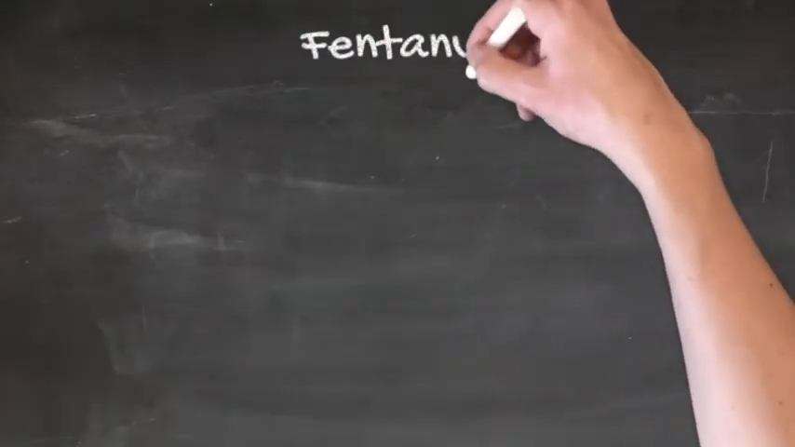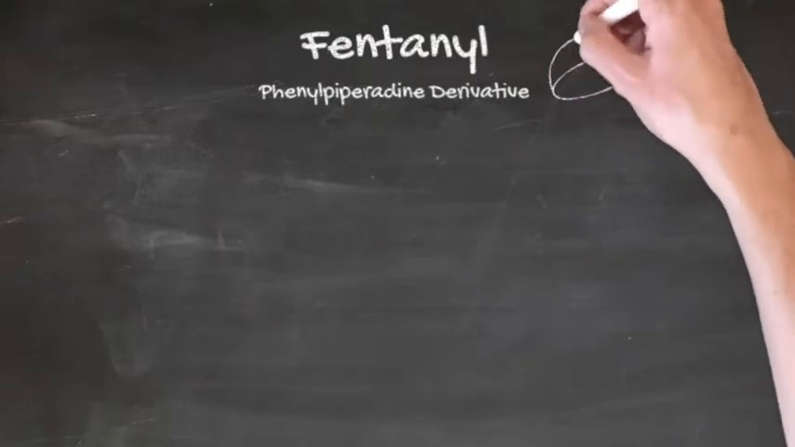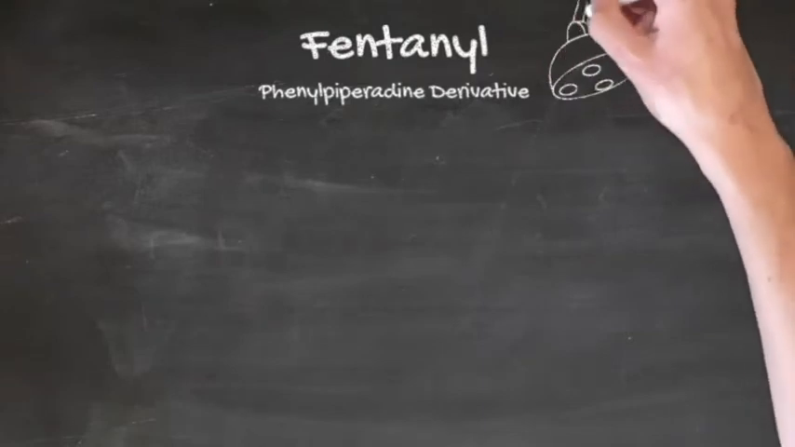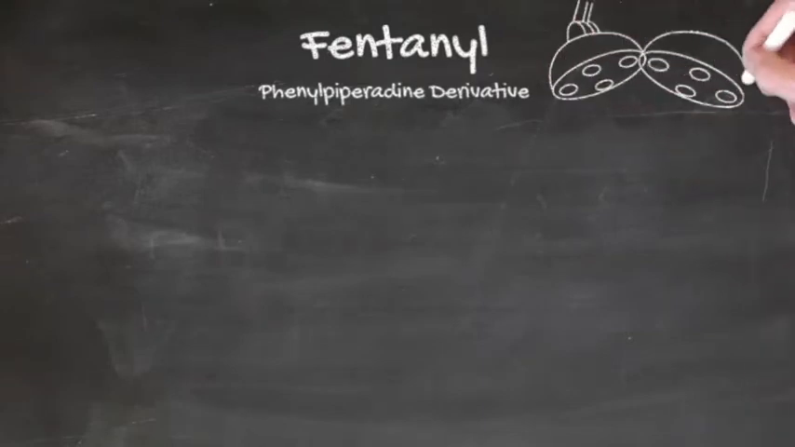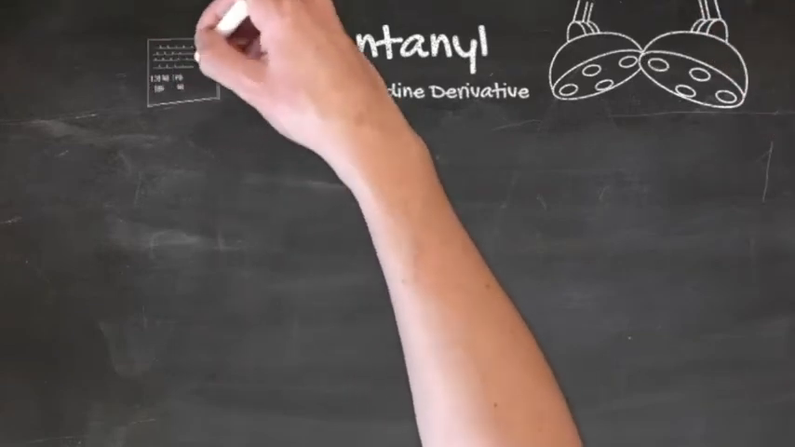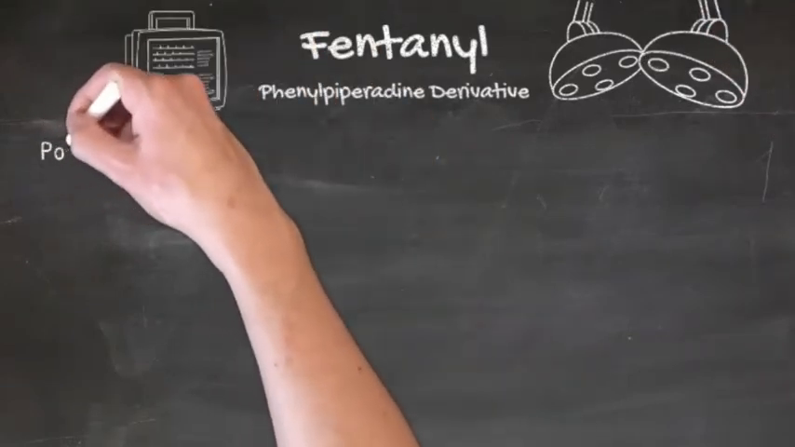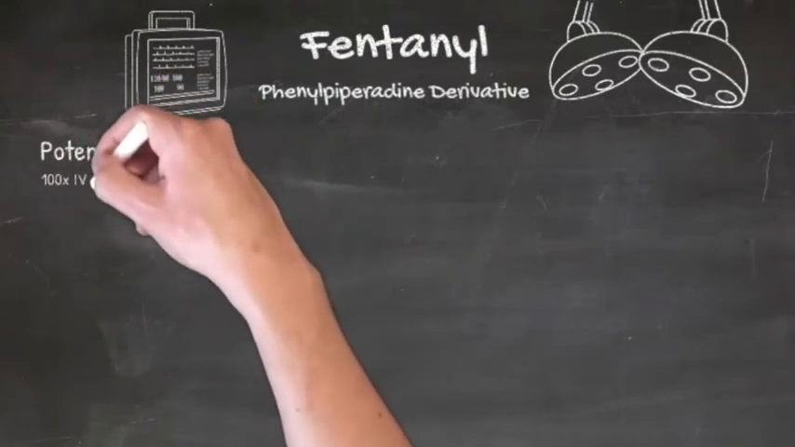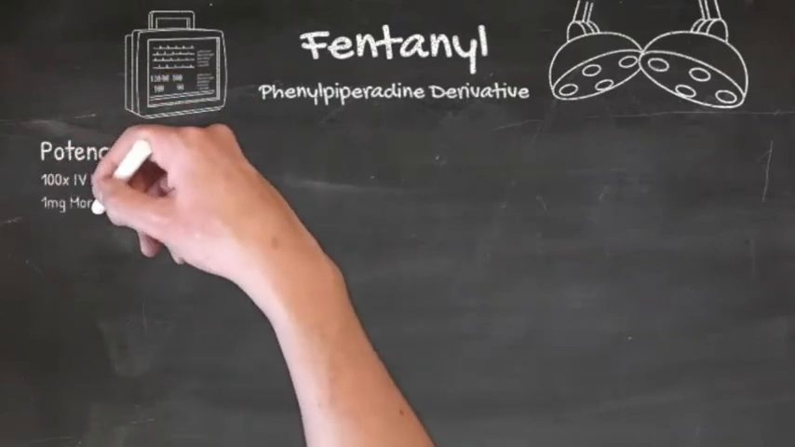Fentanyl is probably the most common opioid you'll use in your anesthetic practice. It's a synthetic phenylpiperidine derivative and is an agonist at the mu-opioid receptor. Its properties make it an excellent opioid for use at induction of anesthesia, among other indications.